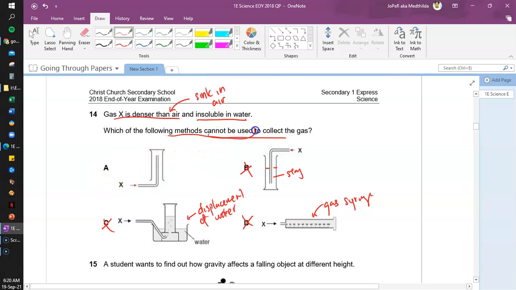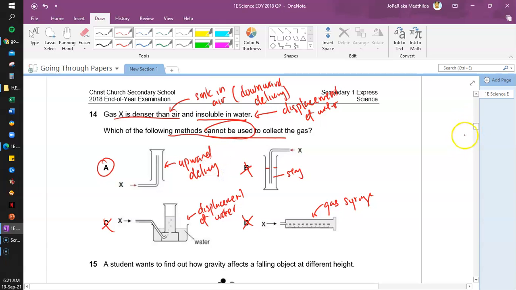Therefore, which one of the methods cannot be used? It must be A. So denser than air, sinks in air, normally we use the downward delivery method. Insoluble in water, normally we use the displacement of water method to collect the gas. Therefore, the only answer left must be A, because this is actually the upward delivery method.